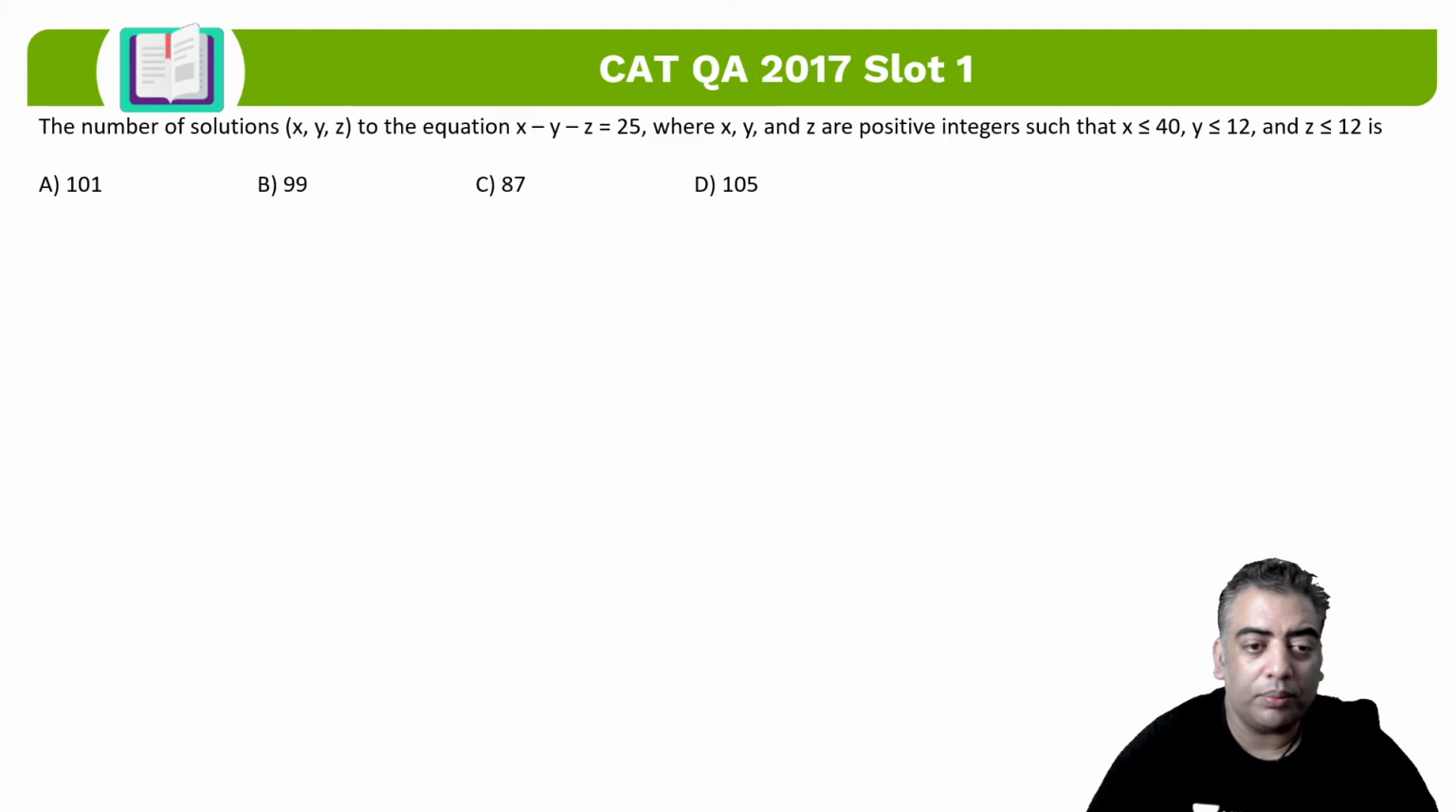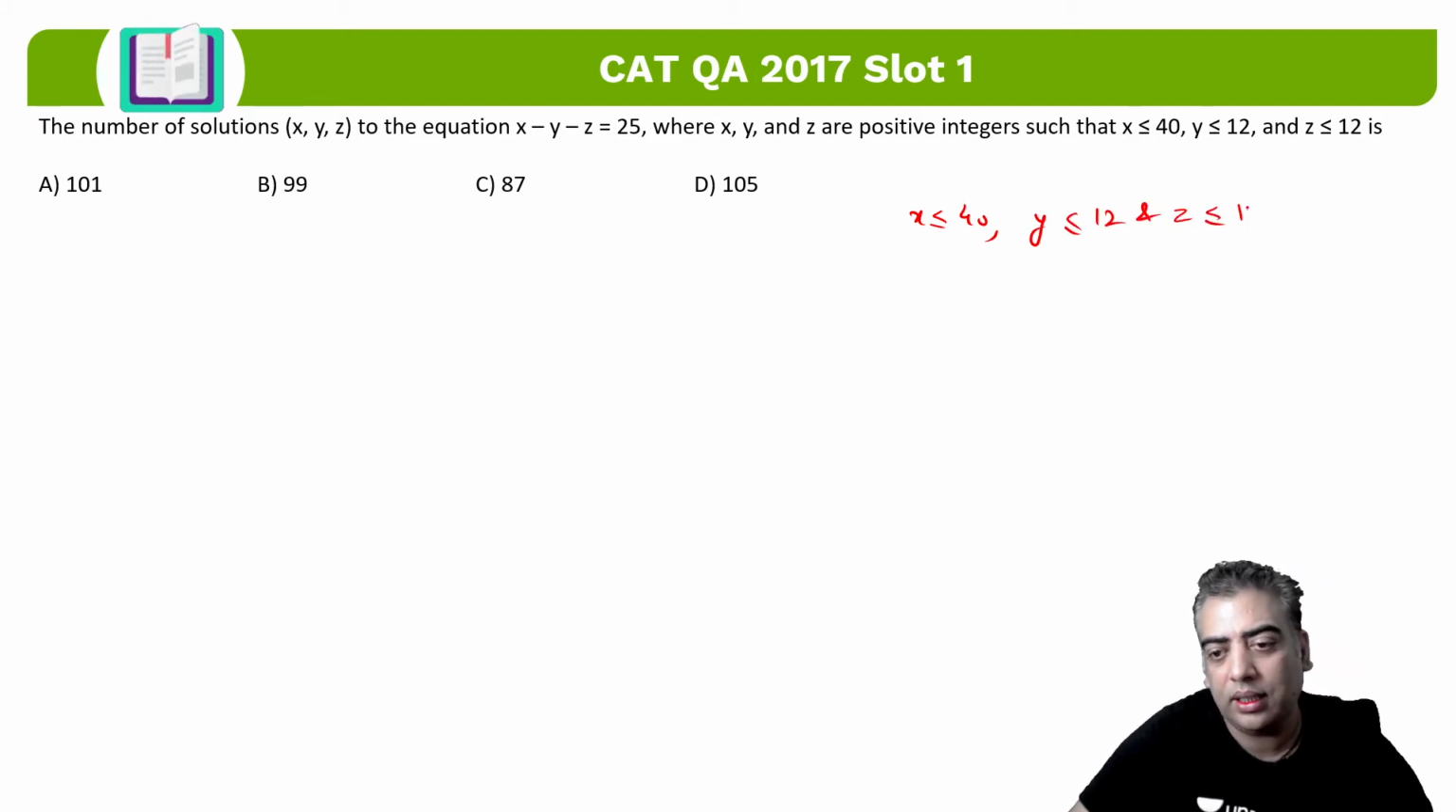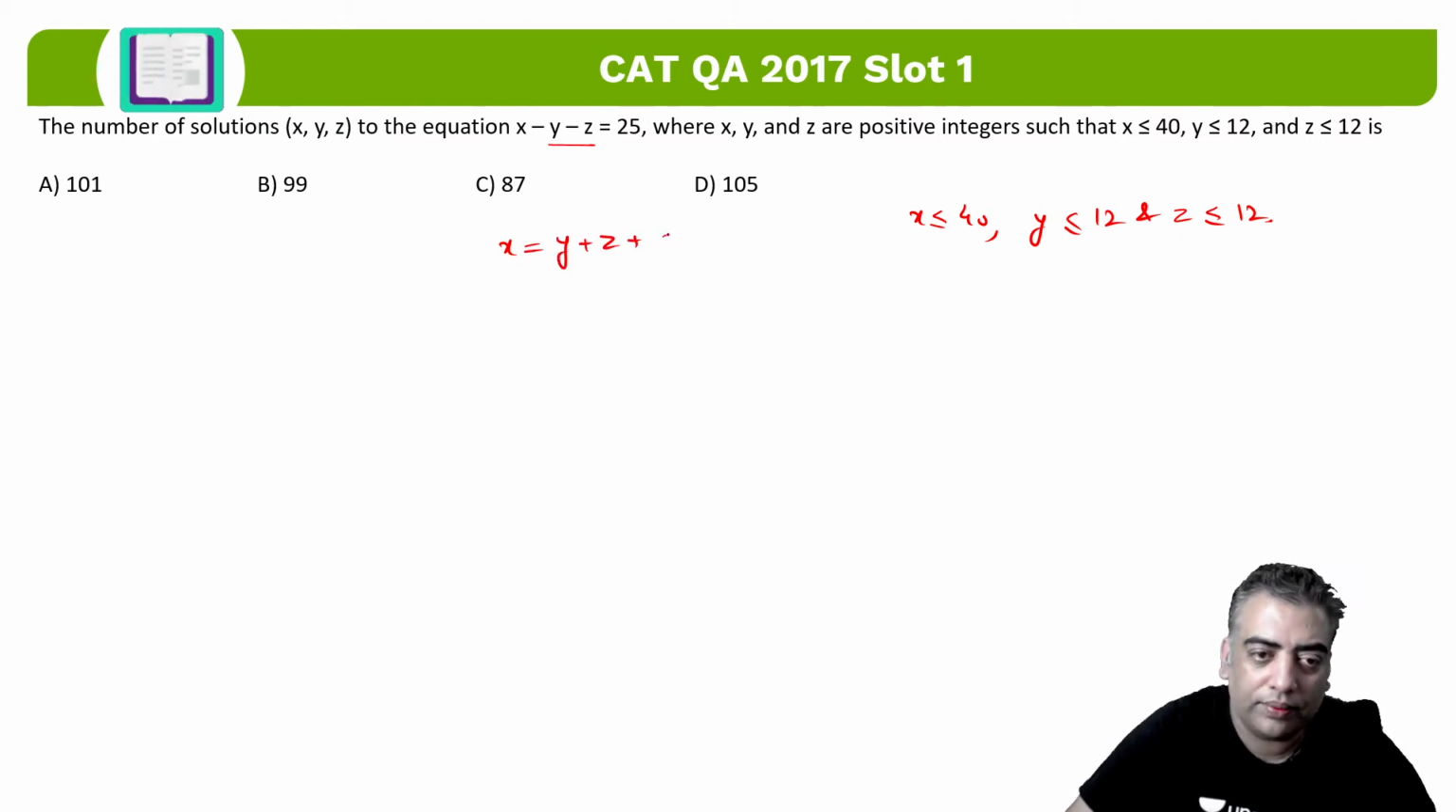Here he says the number of solutions of x, y, z to the equation where x, y, z are positive integers such that x is less than equal to 40, y is less than equal to 12, and z is also less than equal to 12. So if I take y and z on the other side, we can observe x is equivalent to y plus z plus 25.